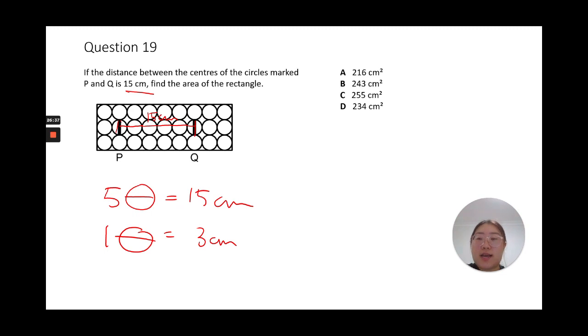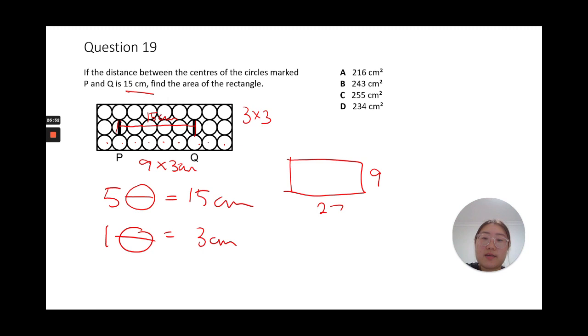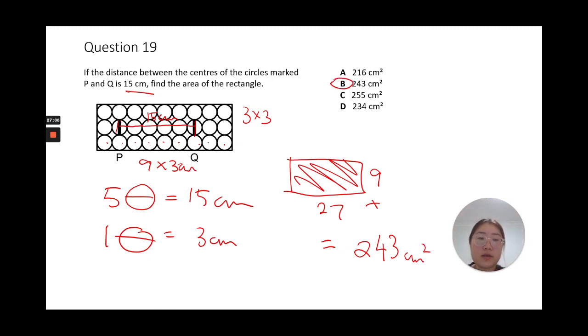So now all you have to do is count up how many circles there are. There's 9 along the length, so 9 times 3. And along here we have 3, so 3 times 3. So now we have some dimensions. We have 3 times 3 is 9, 9 times 3 is 27. And to find the area, you want to times them together. And when you do that, you should get 243 square centimeters, which is option B. Don't do all that work and think it's D, okay? Be careful with your calculation.